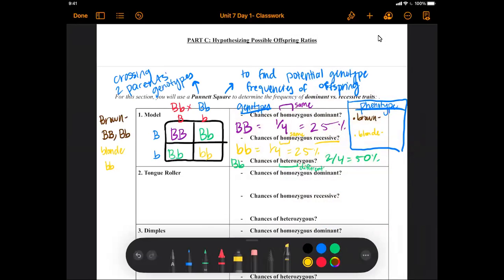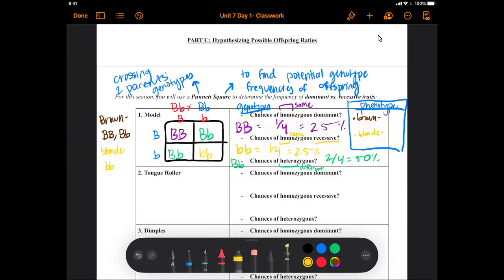So now I'm going to give you guys about 30 seconds. I want you to figure out what are the likelihood of these potential offspring, or what's the frequency of brown hair amongst these offspring versus blonde hair? Take about 30 seconds to figure that out. What are the possible phenotypes here? What's the frequency of it?